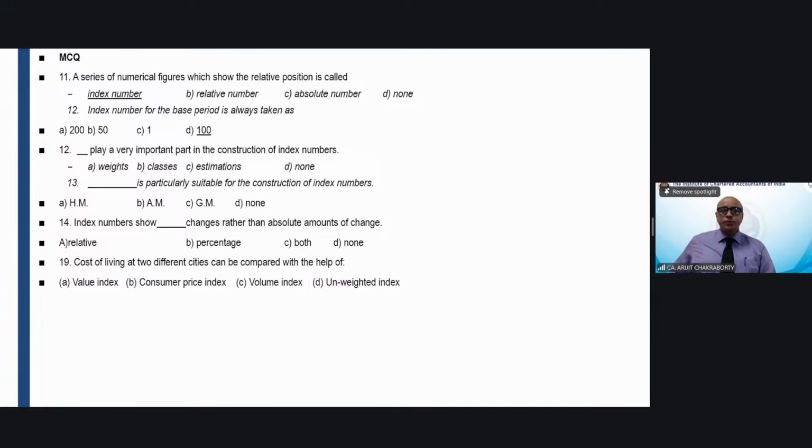Okay, so question 19, the best answer would be cost of living. I would go for the consumer price index. That is indeed the reflection of the cost of living.